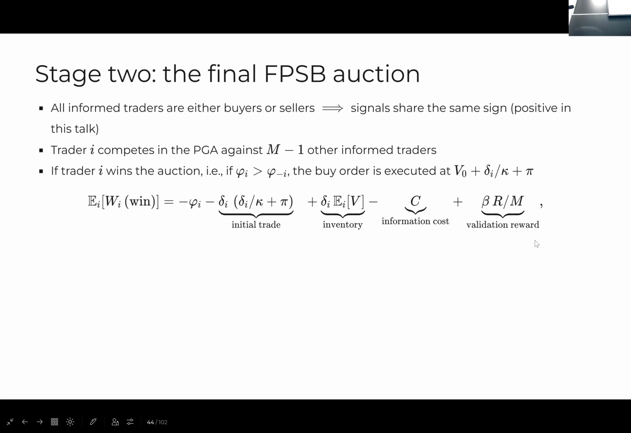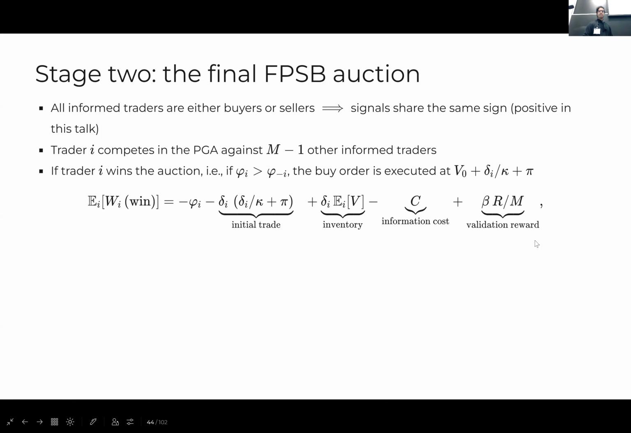I will describe the game from the perspective of trader I. It's a symmetric game, so it's the same thing for any trader. I'm a trader I. I'm competing in this priority gas auction, the PGA, against M-1 other informed traders. If I win, which means that if my priority fee is larger than all the other priority fees, then I get executed at the price V0 plus the slippage. Remember, V0 is normalized to 0, just to get rid of it.